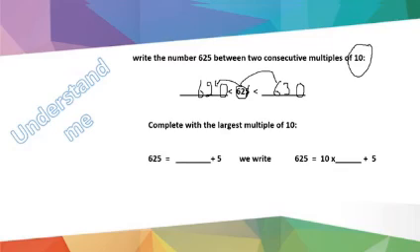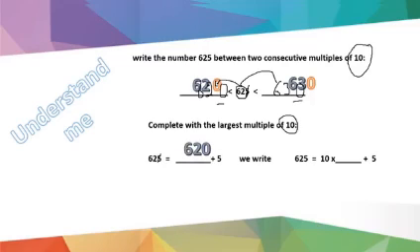And 620 is a multiple of 10 that comes just before 625. 630 is a multiple of 10 that ends with 0 and comes just after 625. So 620 and 630. Complete with the largest multiple of 10. So 625 equals which number plus 5? Hide 5, replace 5 with 0, and it's 620.